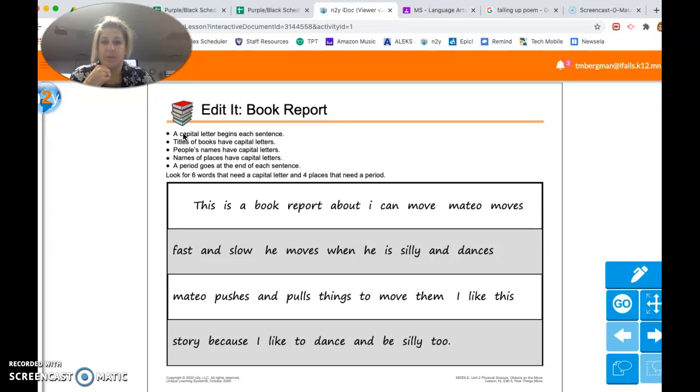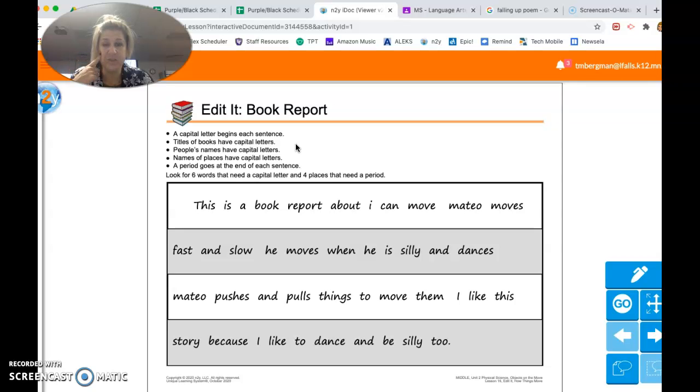And what we need to remember is that a capital letter is at the beginning of each sentence. Titles of books have capital letters. People's names have capital letters. So these are proper nouns. Names of places have capital letters. So these are important things. So the beginning of a sentence, right, always has a capital letter. And then also these important things, names and places and titles of books, those things all need to have capital letters as well. And then we also need to remember that a period goes at the end of each sentence.